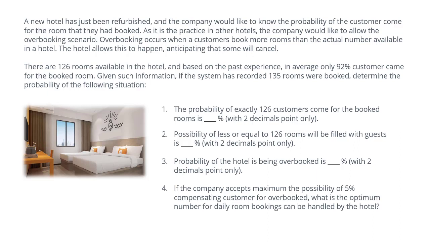Because we might need to compensate those who have placed bookings but could not get the rooms that they requested earlier. And last, if the company accepts a maximum probability of 5% to compensate customers for overbooking, we're going to see what is the optimum number of daily room bookings that can be handled by the hotel. So these are the questions that I have posted in the quiz. Now we're going to have a look at how we can answer these questions.